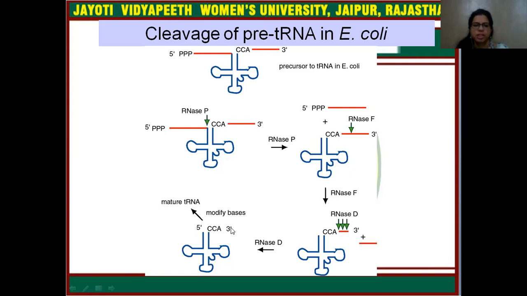Then there are some chemical modifications to modify the bases, and after the chemical modification this tRNA becomes a mature tRNA. So that's how RNA processing occurs in the tRNA maturation process.